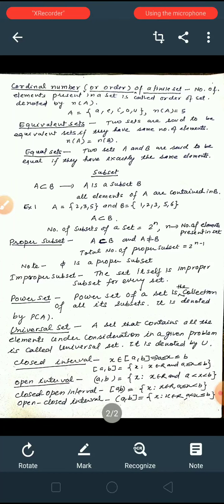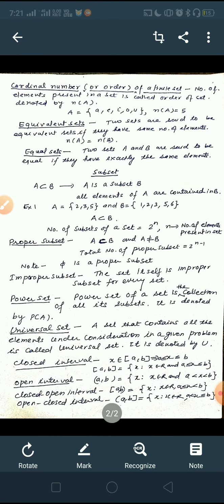What is power set? The power set of a set is the collection of all its subsets. It is denoted by P(A). What does it mean? Collection of all subsets. Yes, collection of all subsets. If we list all the subsets as elements, then that will form the power set.